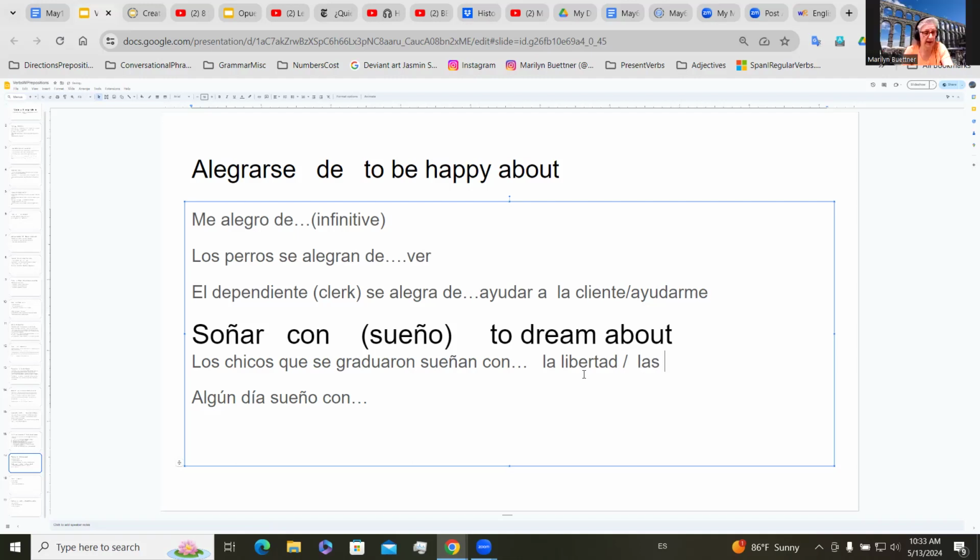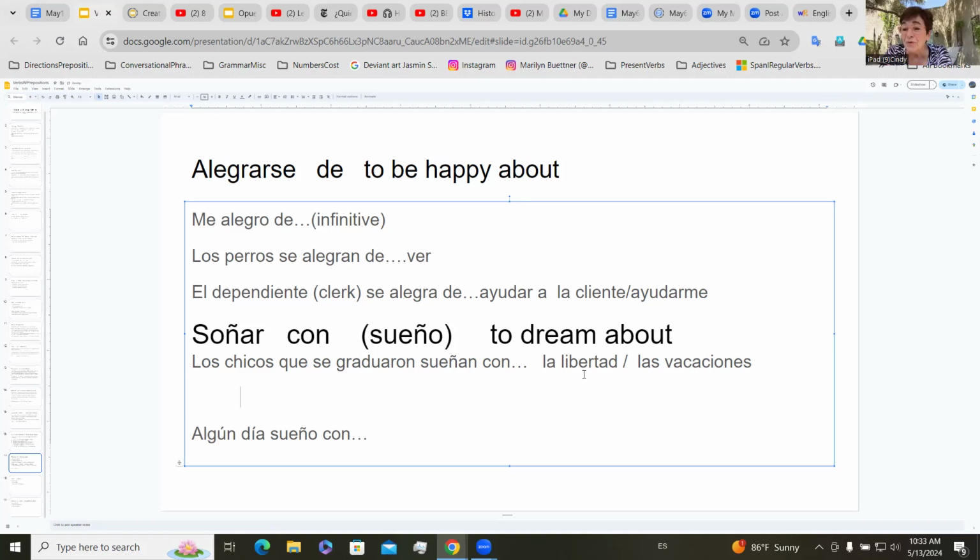Sí. Sueña con las vacaciones. They dream about vacation. A wild and crazy summer. Sí. Un verano. Sueñan con un verano lleno de aventuras. Ay, bien. Aventuras. Los chicos sueñan con un verano lleno de aventuras. A summer full of events, adventures. Sí, sí. Sueñan con trabajar. Sí, para ganar dinero. They dream about summer work and getting money, all of that.